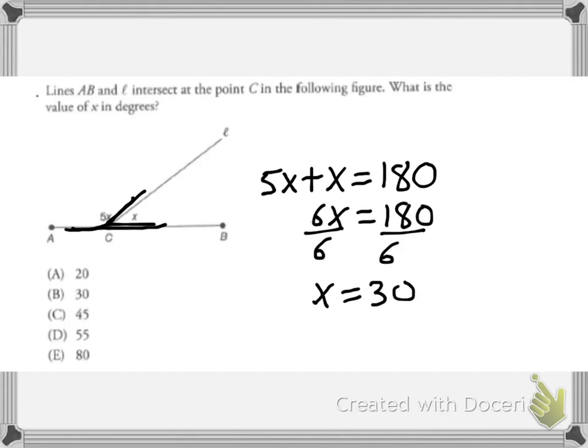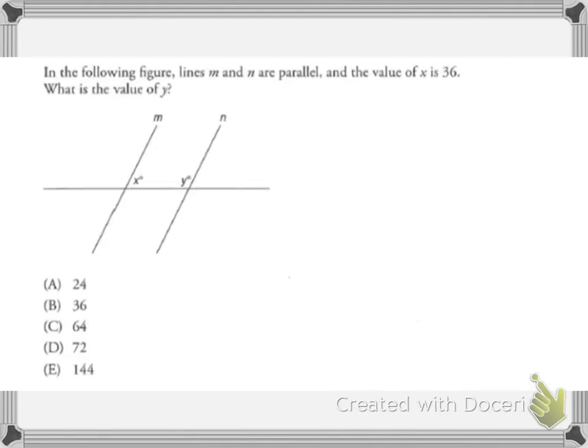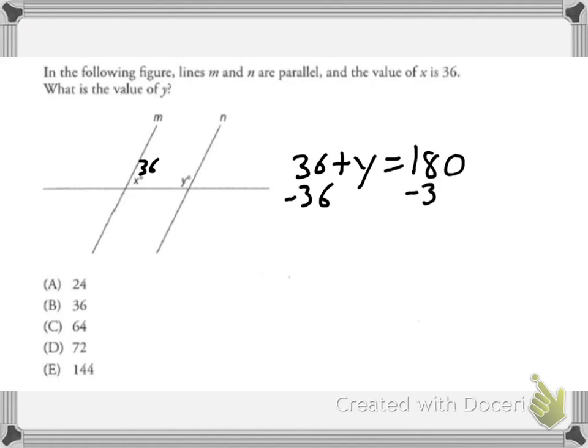So it says, what is the value of x in degrees? It's going to be 30. So in this case, it should be B. Question 3. In the following figure, the lines M and N are parallel, and the value of x is 36. So this one's 36. What is the value of y? Well, those two angles together form same side interiors, which add up to 180 degrees. So 36 plus the y value has to equal 180 degrees. So we just minus 36 to both sides. So in this case, y is 144, so my answer is E.